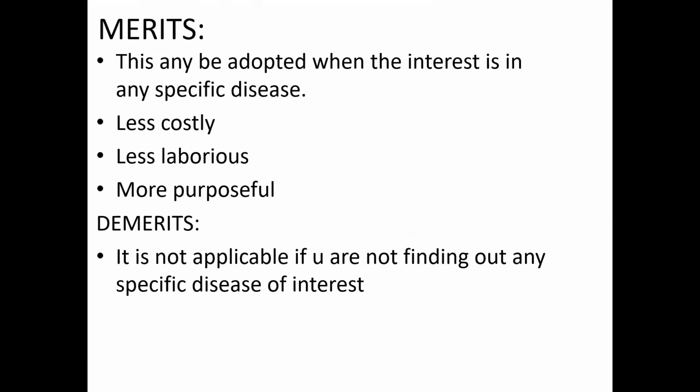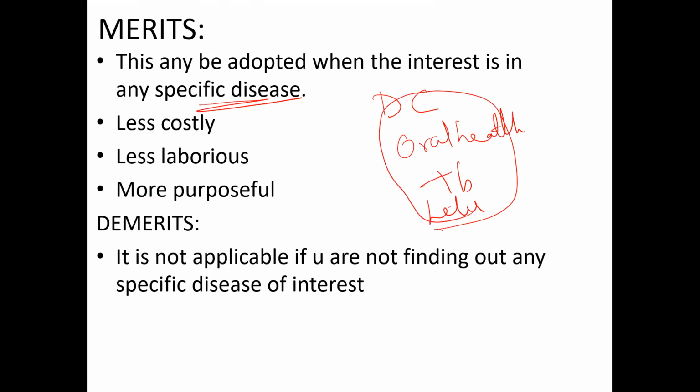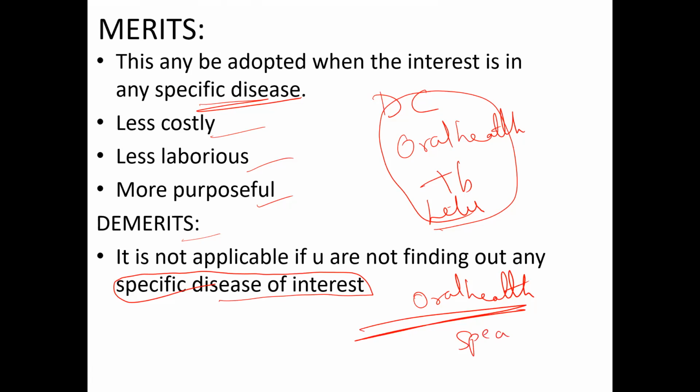Next, moving on to its merits and demerits. This may be adopted when the interest is in any specific disease, for example dental caries or oral health or tuberculosis or leprosy, any specific disease. At that time this might be useful. It is less costly, less laborious, more purposive. Whereas demerits: it's not applicable if your findings are not of the specific disease of interest.